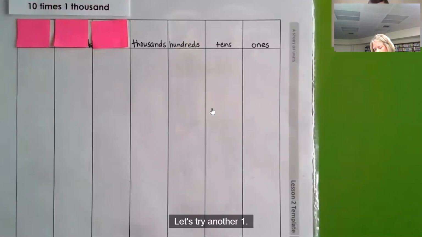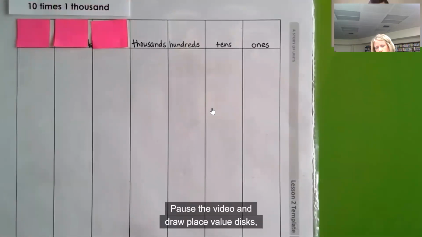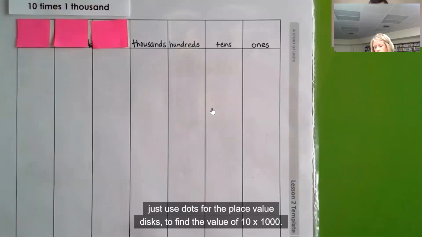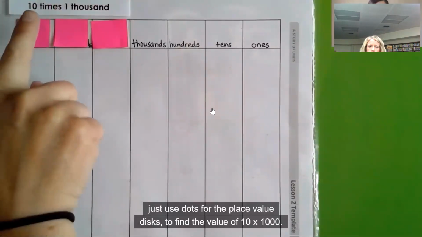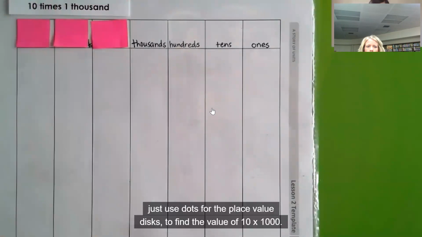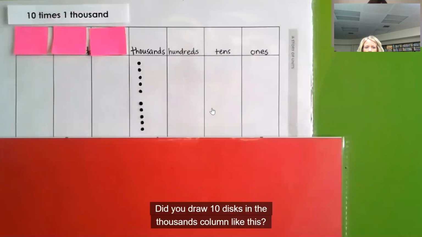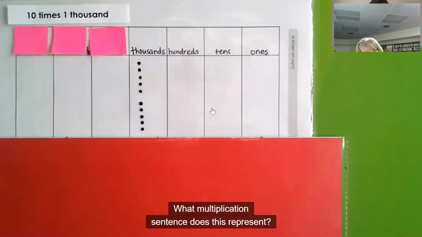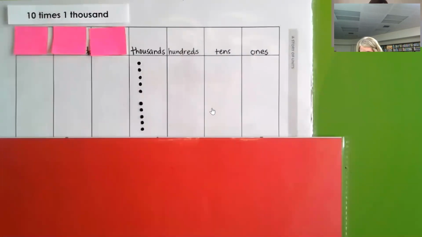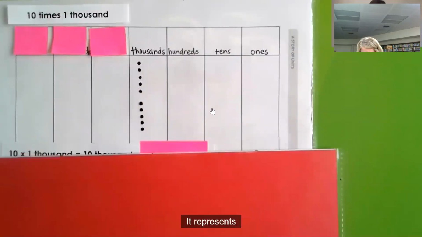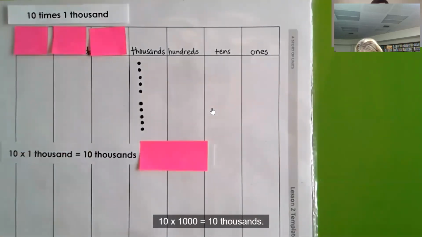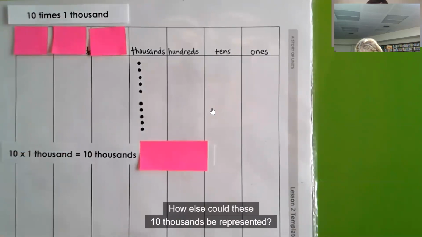Let's try another one. Pause the video and draw place value discs. Just use dots for the place value discs to find the value of 10 times 1,000. Did you draw 10 discs in the thousands column like this? What multiplication sentence does this represent? It represents 10 times 1,000 equals 10 thousands. How else could these 10 thousands be represented?